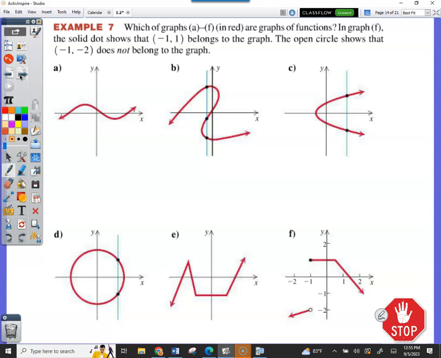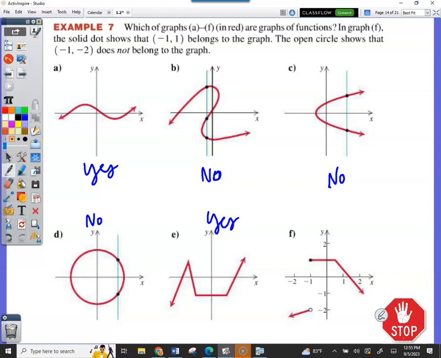Okay, what'd you get for A? Yes. B? No. Definitely not. C? With confidence. No. Thank you. D? No. Thank you. E? Yes. F? No. Yes. Yes, because the bottom part is an open dot and the top is a closed dot.